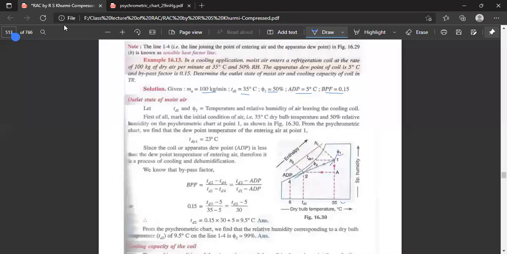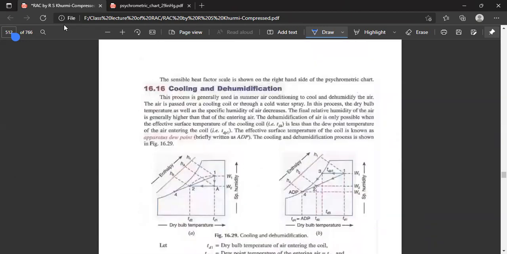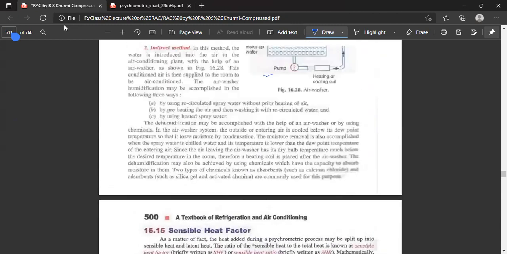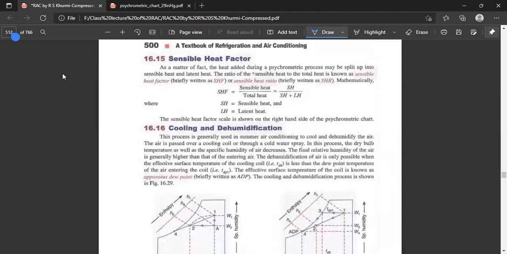Since the coil or apparatus dew point is less than the dew point of the entering air, this is a process of cooling and dehumidification. We know the bypass factor is (t_2 − t_ADP) divided by (t_1 − t_ADP), where ADP is the apparatus dew point.